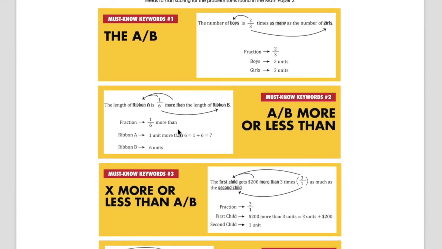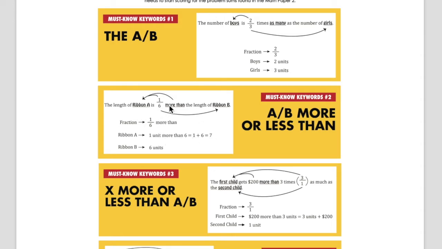And the difference there is the word more than or less than. If you remember, I talked about entity A and entity B. The entity B will always be the same. So if there's 6 units at the bottom here, entity B will always be 6 units. However, the difference lies in the first one, which was the A. So in this case, ribbon A is 1 over 6 more than. So if it says more than, it becomes 1 unit more than 6. 1 unit more than 6 is 1 plus 6, which is 7 units.